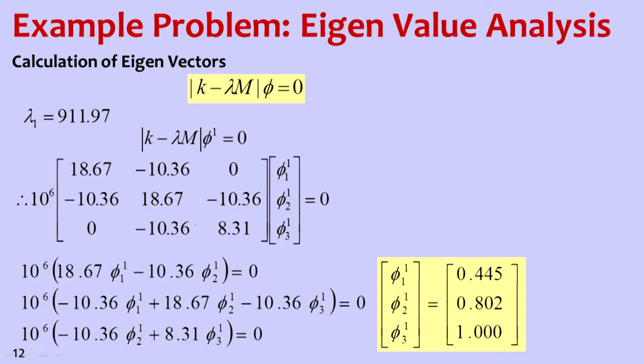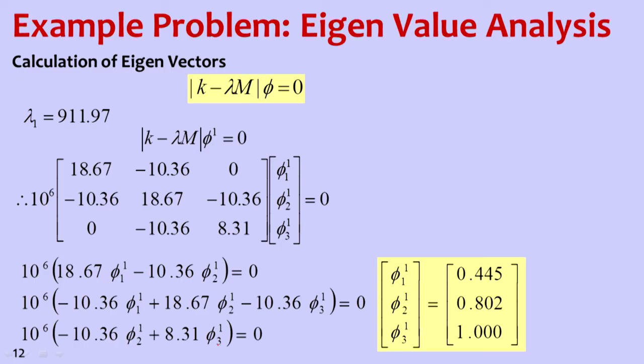So we got this. In this one, first row: 18.67 into phi 1 minus 10.36 into phi 2. So this will have phi 1, phi 2, phi 3, three terms. This will have phi 2 and phi 3 terms. So what we can do is from equation 1, we have to assume some one value in this one.